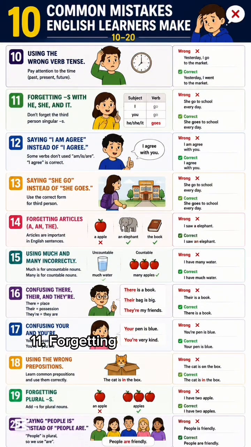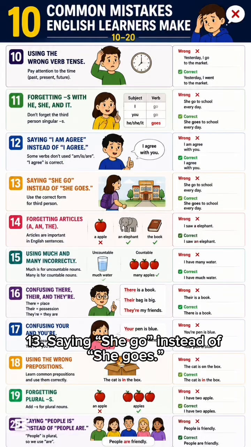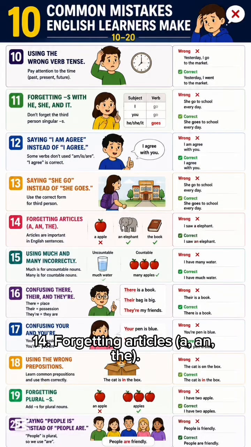11. Forgetting S with he, she, and it. 12. Saying I am agree instead of I agree. 13. Saying she go instead of she goes. 14. Forgetting articles. 15. Using much and many incorrectly. 16. Confusing there and their.